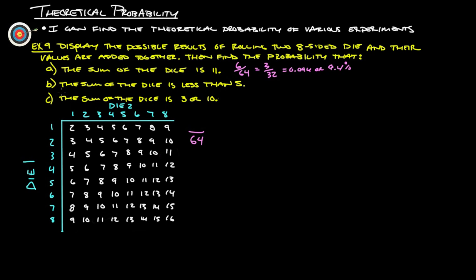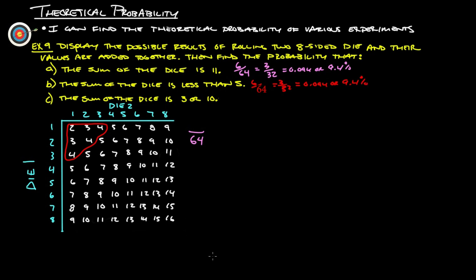Okay? All right, let's take a look at B here. Find that the sum of the dice is less than 5. So that would be 2, 3, 4, right? All of these here. So that would be all of those there. So that is 1, 2, 3, 4, 5, 6. So that is also 6 out of 64, which would be 3 out of 32, which is 0.094, or 9.4% for that one as well.